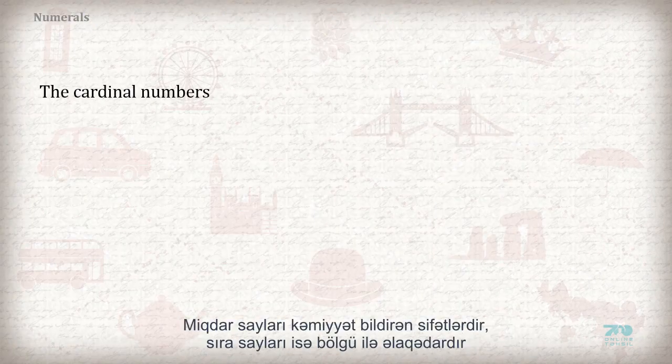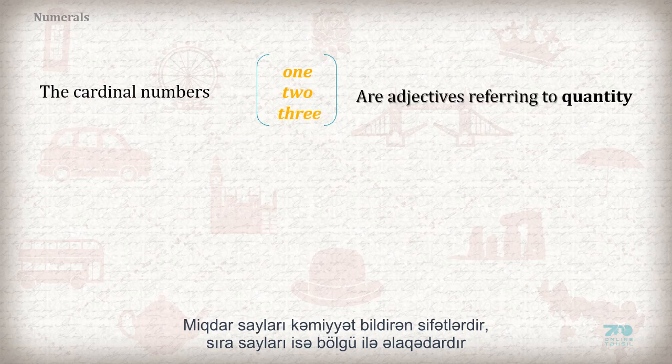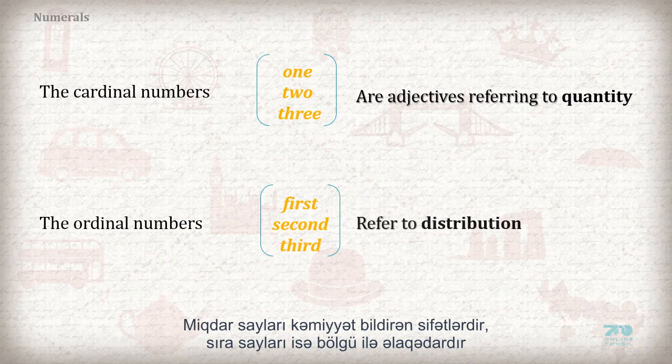The cardinal numbers 1, 2, 3, etc. are adjectives referring to quantity, and the ordinal numbers 1st, 2nd, 3rd, etc. refer to distribution.